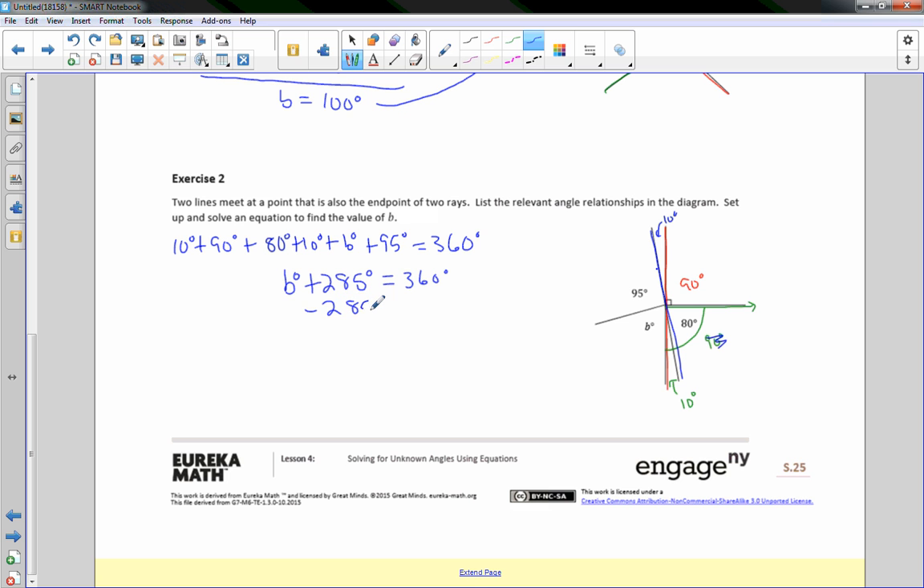Subtract 285 from both sides. And these cancel, and I get B to equal 75 degrees.